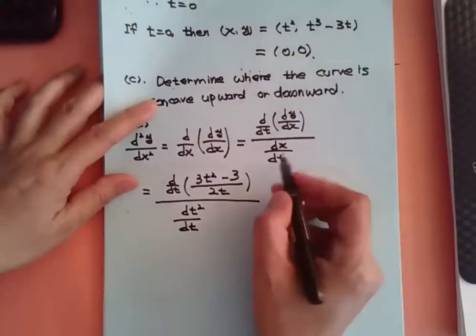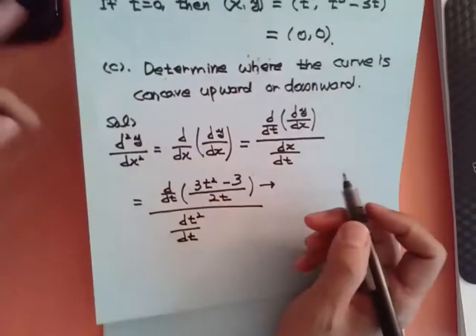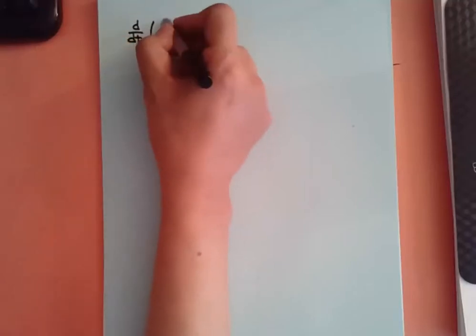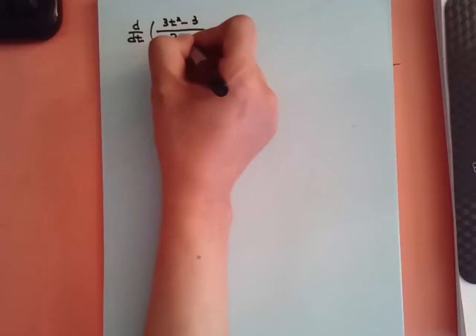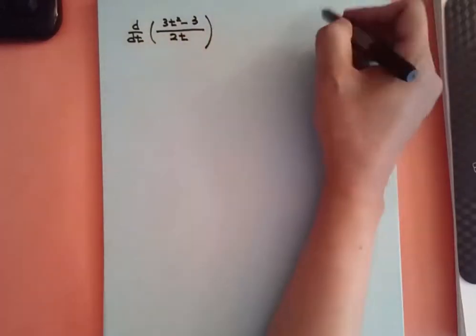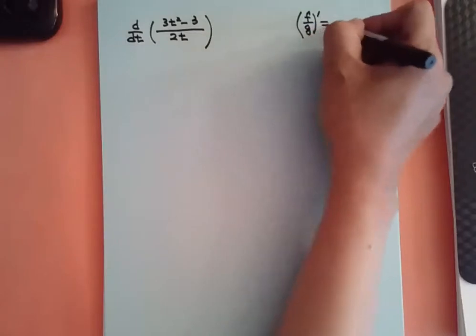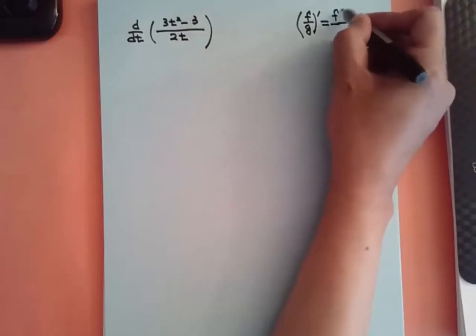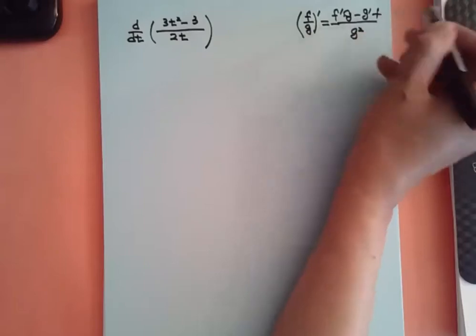To proceed, I want to do this calculation: d/dt of (3t squared minus 3) over 2t. We apply the quotient rule: the derivative of f over g equals g squared in the denominator, with f prime times g minus g prime times f in the numerator.